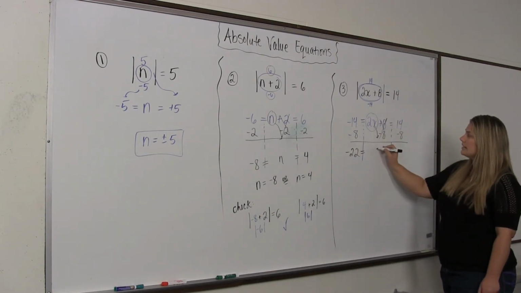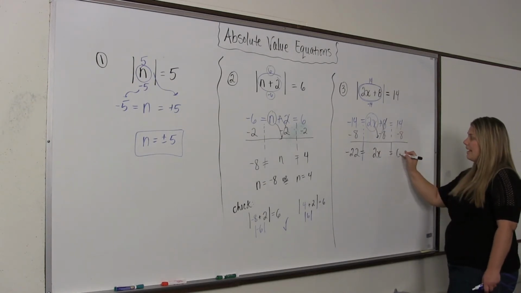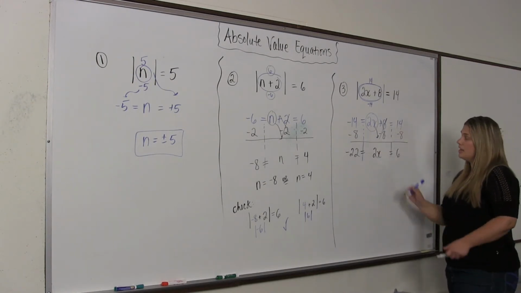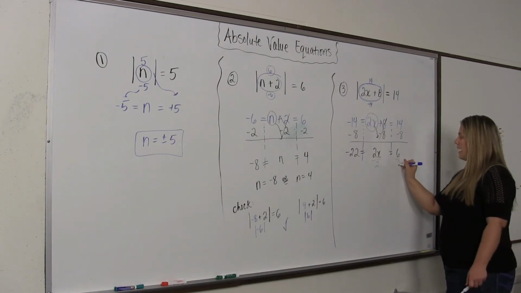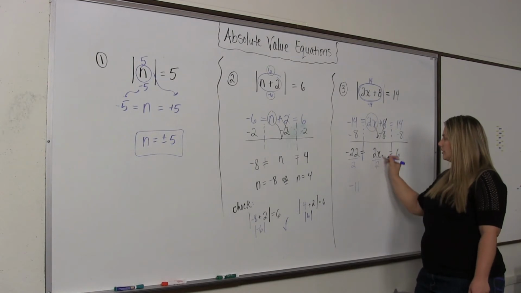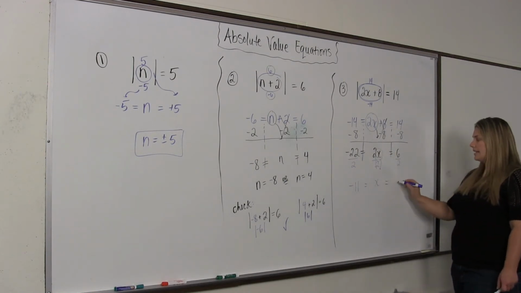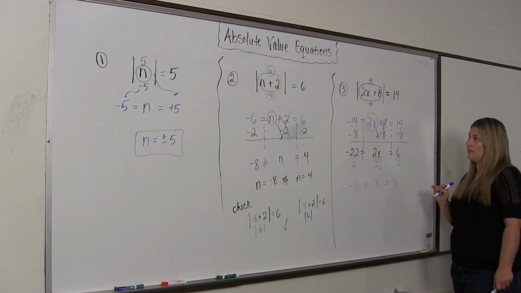In the middle, I still have 2x, and 14 minus 8, I get 6. So for my final step, I have to divide by 2. So I get negative 11 is equal to x, or x is equal to 3.